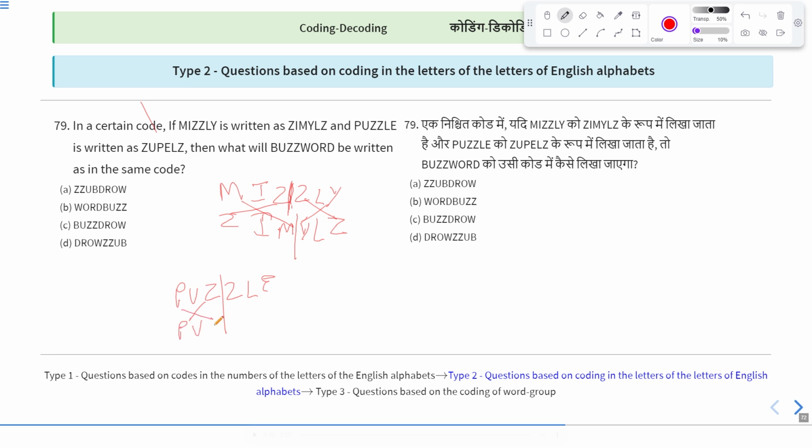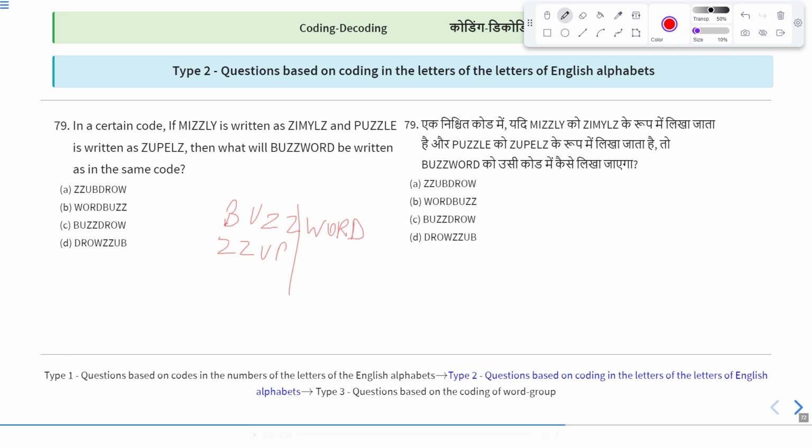Z, U, P, A, L, Z. A, P, Z, U, P, E, L, Z. So buzzword becomes ZUP T R O draw.